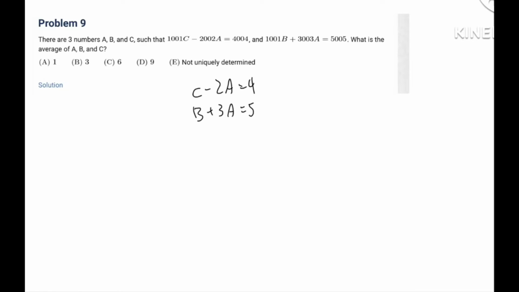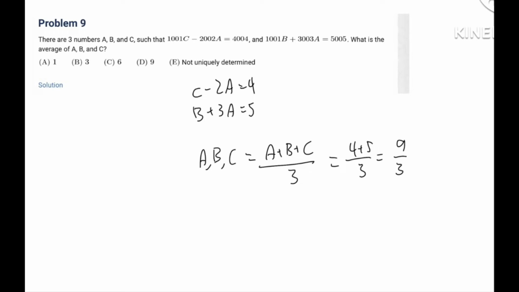So the average of A, B, and C is (A plus B plus C) over 3, and if you add these together, then we get A plus B plus C, right? So it's 4 plus 5 over 3, which is 9 over 3, which is 3. So it's B.